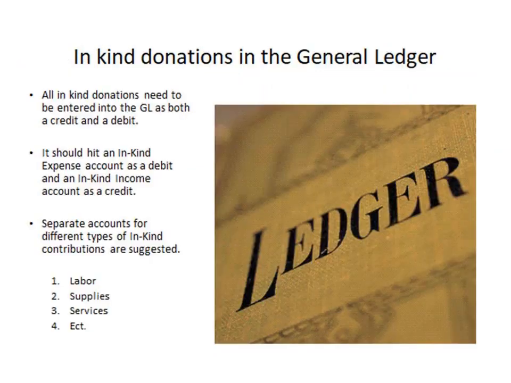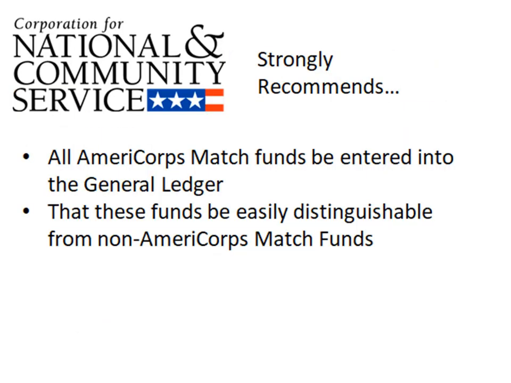And finally, I'm going to talk about in-kind donations in the general ledger. Again, we can't exactly tell you how to do this because most of you are using different software. In-kind donations need to be entered into the GL as both a credit and a debit. It should hit an in-kind expense account as a debit and an in-kind income account as a credit. And it should be separated into all forms of in-kind contributions that you have. Basically, you need separate in-kind contribution accounts for labor, supplies, services, any sort of in-kind donations that you're getting. That's what CNCS requires.